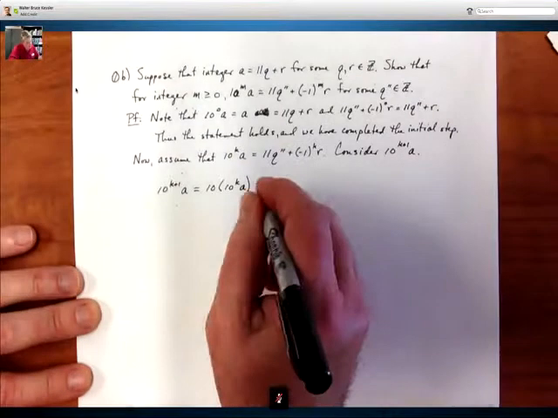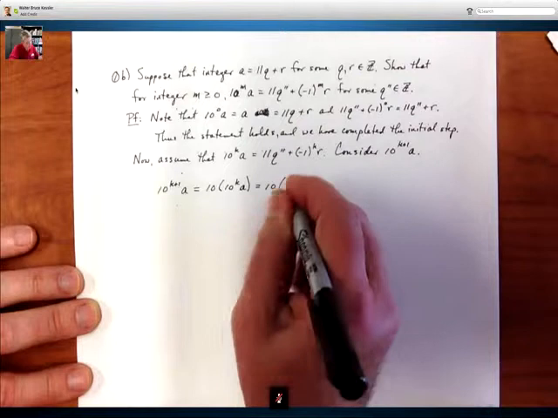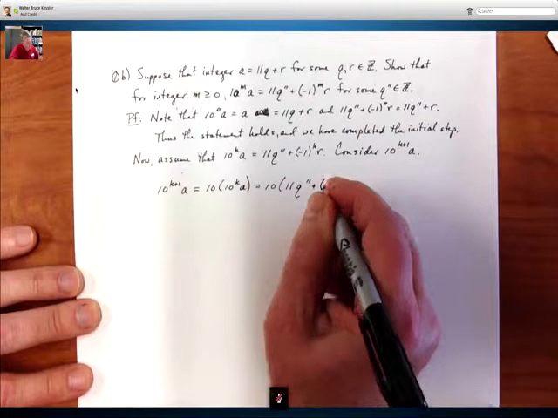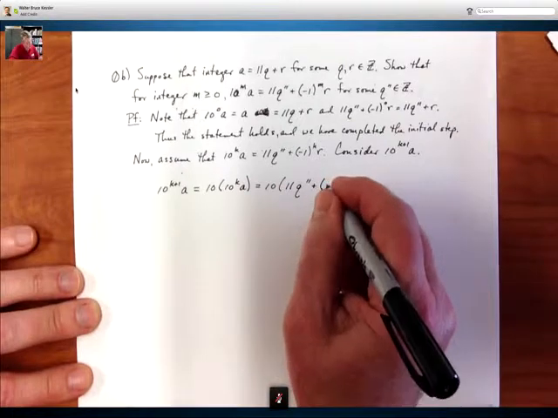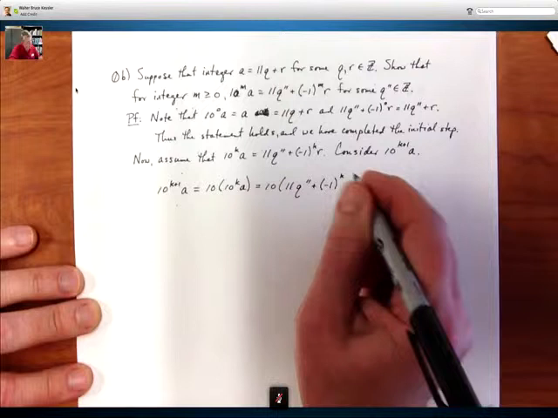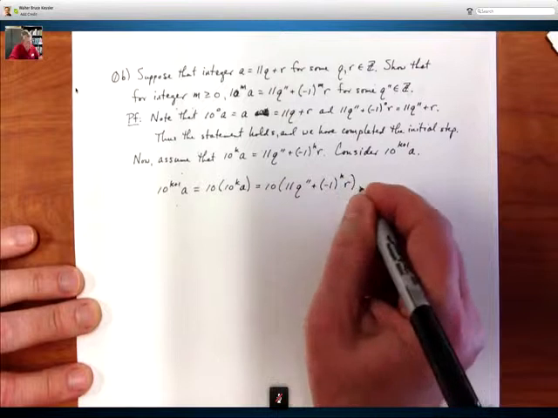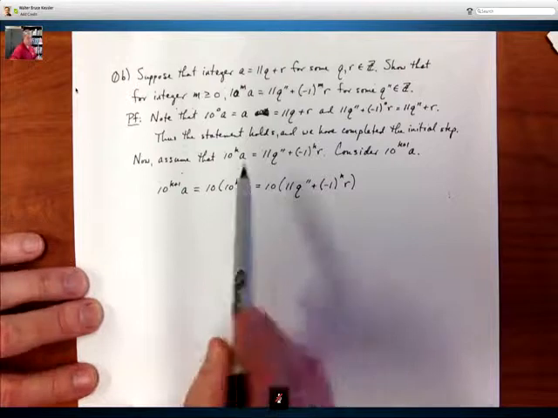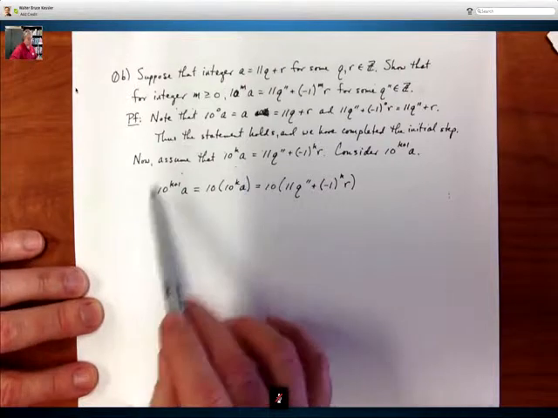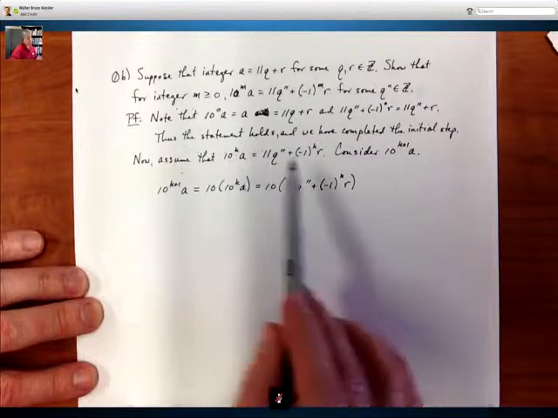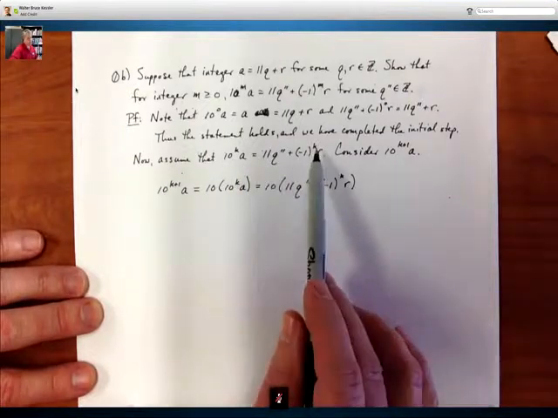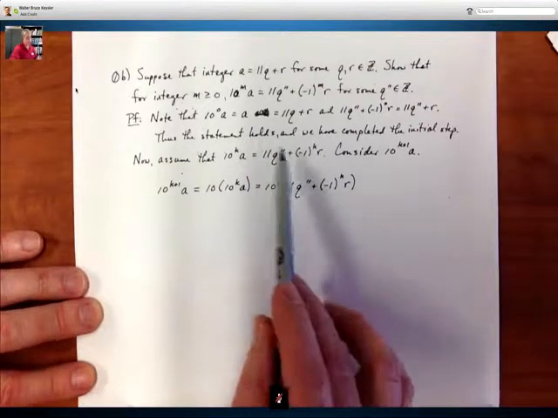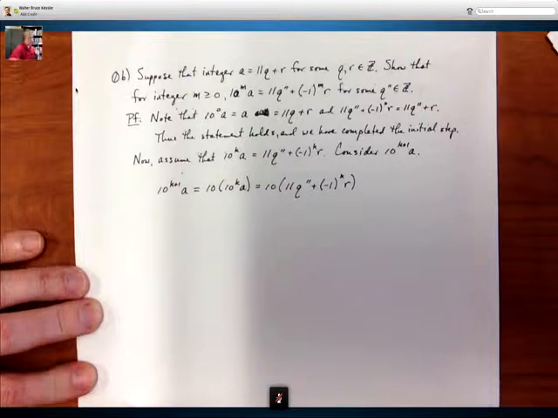Okay. And now this gives us 10 times the quantity 11q double prime plus negative 1 to the k times r. Alright? Now, what I would ultimately like to see happen is that I would like to see this, where I replace k with k plus 1, look like this, where I replace k with k plus 1, and perhaps I replace this with another integer, but it has this kind of format, right?